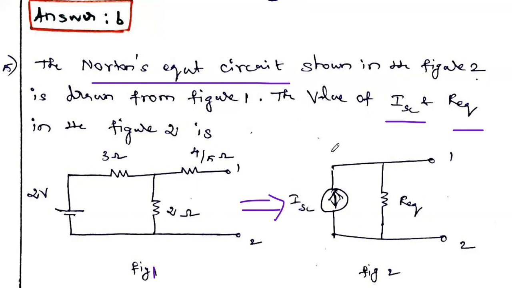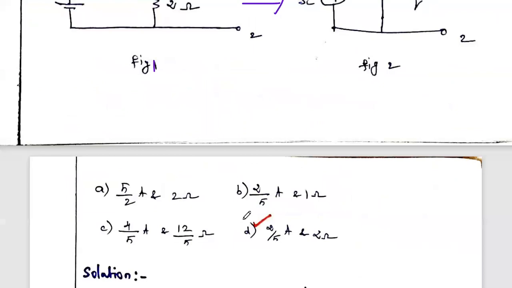Already you know Norton's equivalent means any complex circuit with any number of resistances, voltage sources, current sources can be replaced by simply one current source in parallel combination with the total resistance. This is nothing but a Norton's equivalent. So if this is the Norton's equivalent diagram for our given circuit, we have to find out this ISC value and R equivalent. So we have to follow the Norton's procedure. In this we have to find out ISC, the short circuit current, as well as the total resistance. One by one we are going to calculate.